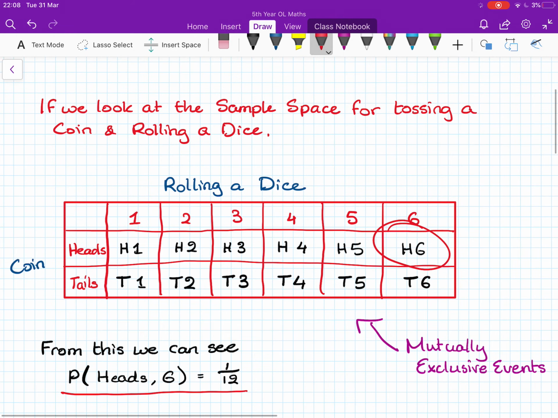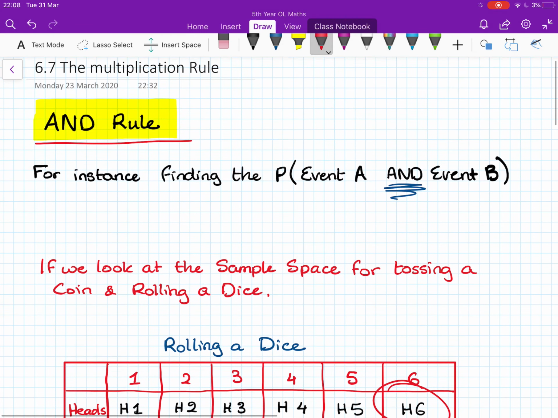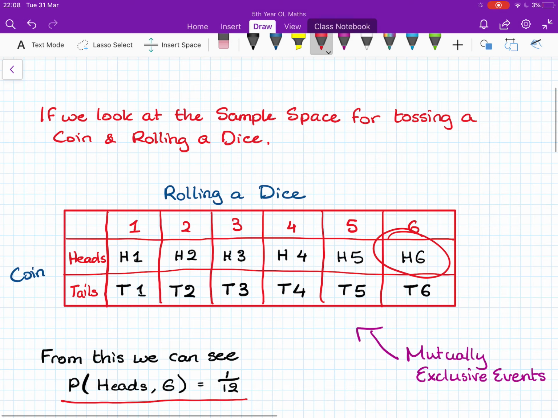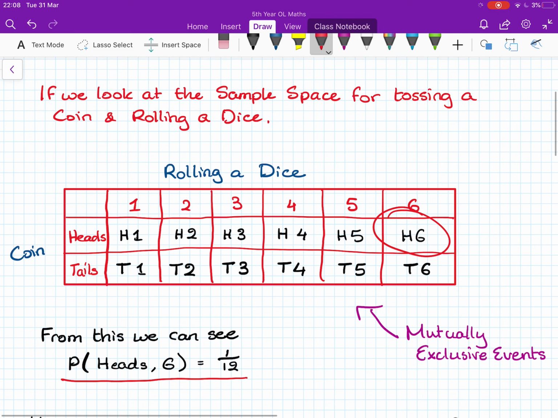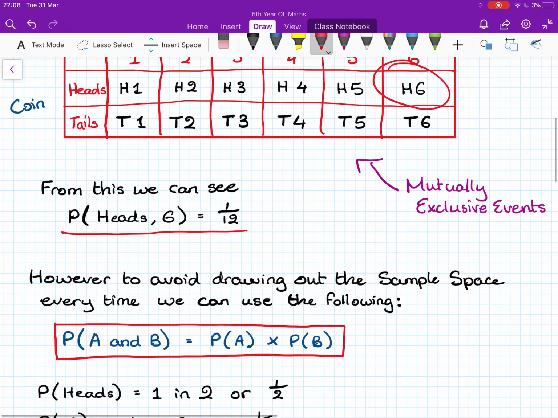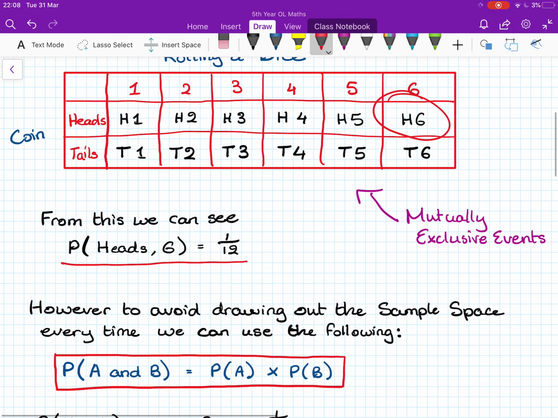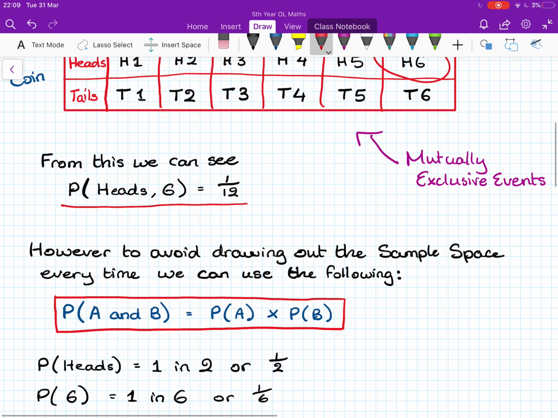Now, how this links in with our AND and multiplication rule is to save us the time of having to draw out this sample space every single time. So the rule that we came up with was the probability of the event A, so in this case heads, and event B, in this case rolling a 6, is equal to the probability of A multiplied by the probability of B.